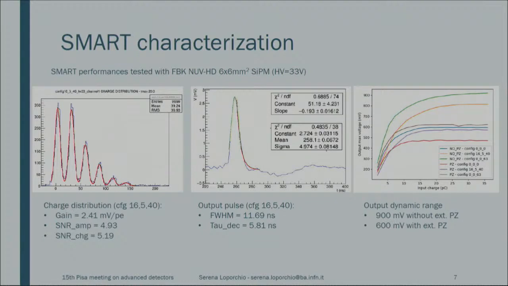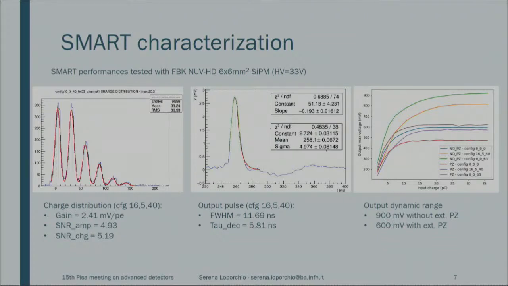And from this distribution, we selected only the waveforms corresponding to single photoelectrons, and we averaged them, which is reported here, the average waveform. We fitted the average waveform with a Gaussian on the peak and an exponential function on the tail in order to estimate the width of the pulse, which for this configuration is about 12 nanoseconds, and the recovery time, which is here almost 6 nanoseconds.